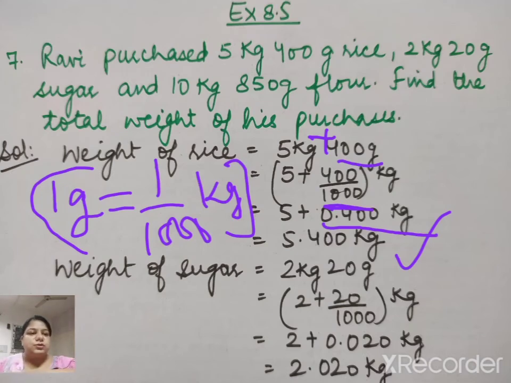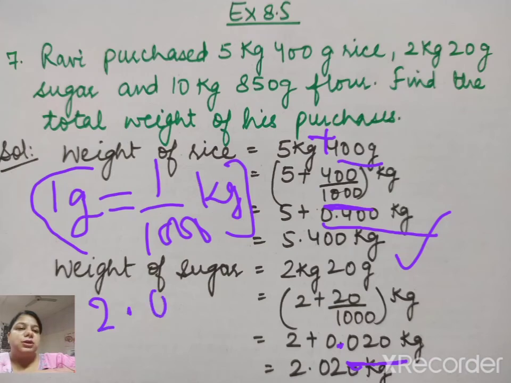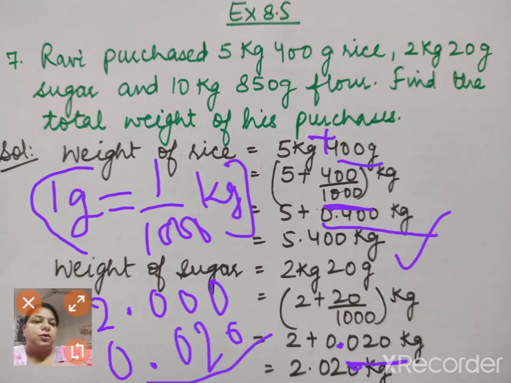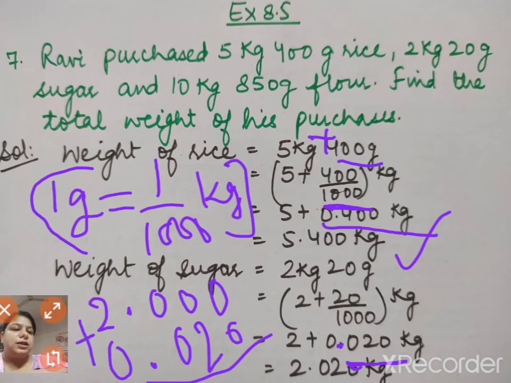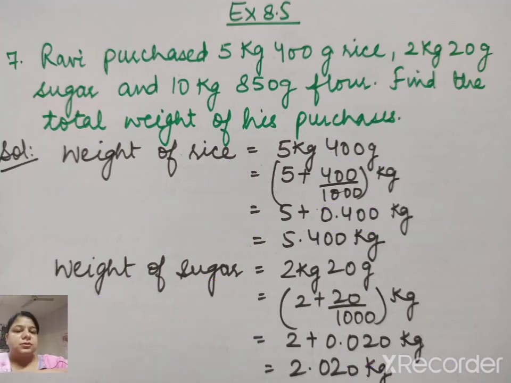Now the weight of the sugar is 2 kilograms 20 grams. Now here just check, 20 upon 1000, when you convert it, it is 20 thousandths, so you have to put a 0 after the decimal to increase the place, right? So how will you add up? It is 2.000 and you have to add 0.020. So when you add up, you will get 2.020 kilograms, right? So this was the conversion we have done here.